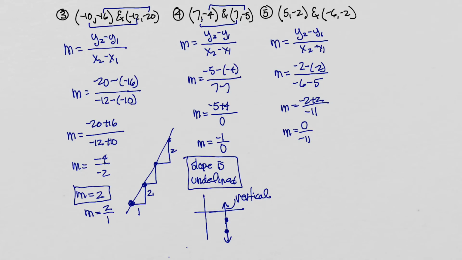Now, this is just the opposite case of what we had over here in number 4. In number 4, we had non-zero divided by 0, 0 on the bottom. That makes it undefined. Now we've got 0 on the top divided by non-zero. So I've got 0 on the top. This is defined, and in fact, it's equal to 0. So the slope here is 0.